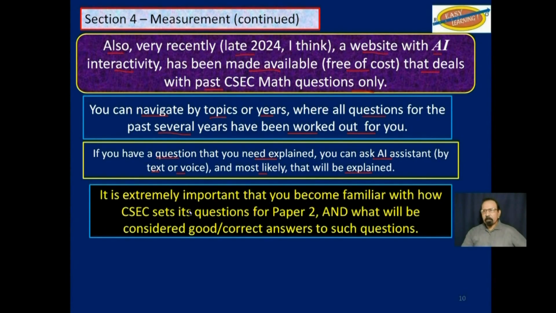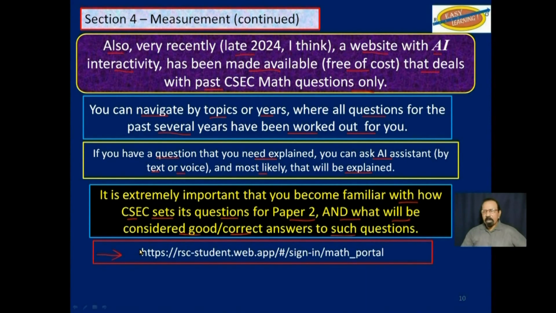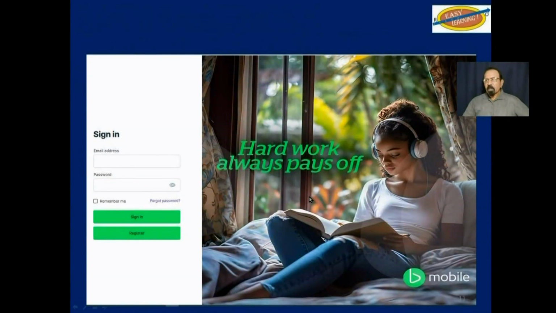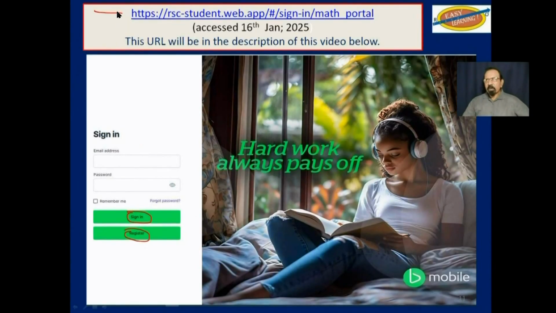It is extremely important that you become familiar with how CSEC sets its questions for paper 2 and what will be considered good or correct answers to such questions. This is the URL for that website, RSC homepage. I will show you what that looks like on the next slide. It looks like this that you see here. You will have to register first, and subsequent to that, sign in. That is the URL again.